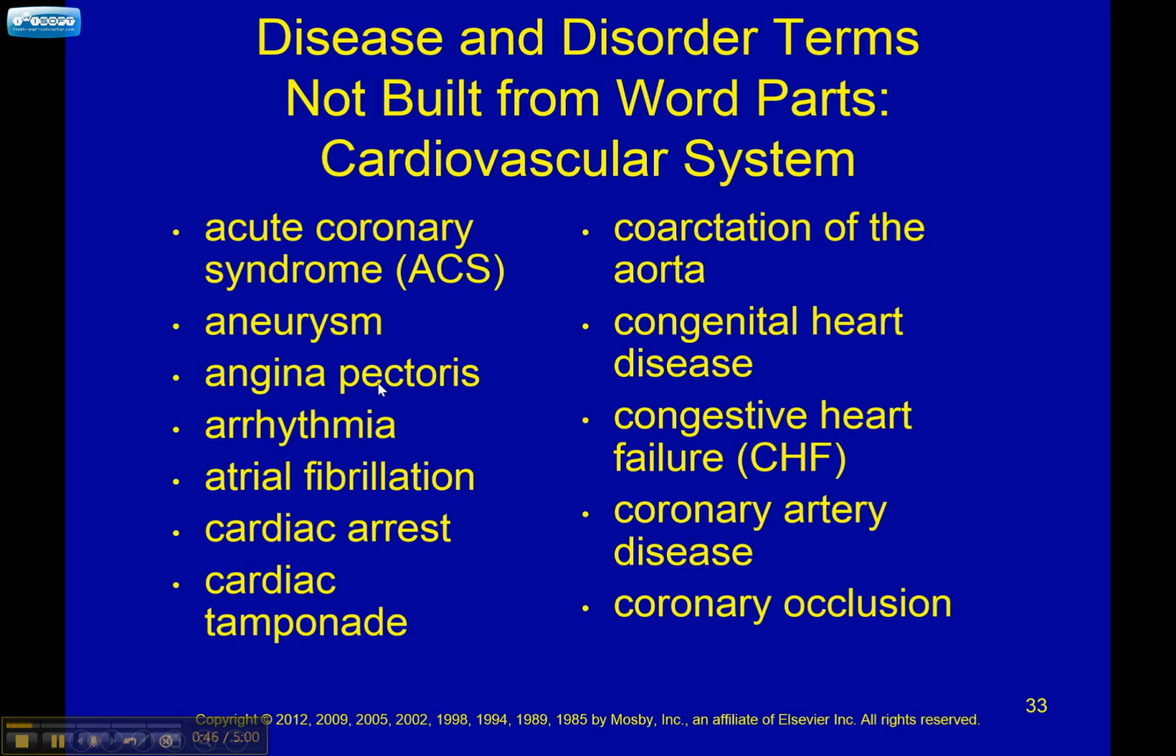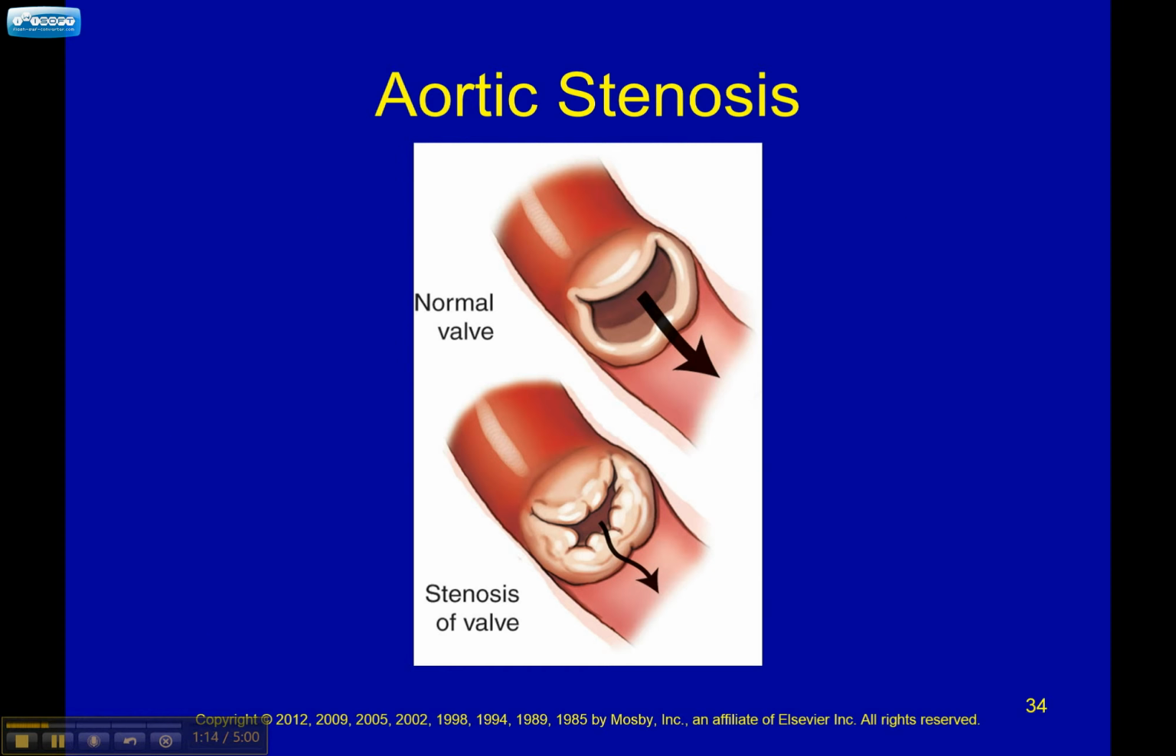Aneurysm. Angina pectoris, that's going to mean that you're having chest pains. Arrhythmia is an irregular heartbeat. Cardiac arrest means your heart has stopped beating. Congenital heart disease means that you were born with it. It was a birth defect. Congestive heart failure is when there's a big accumulation of fluid around the heart. And coronary artery disease, I'll show you some slides in just a minute for that as well.